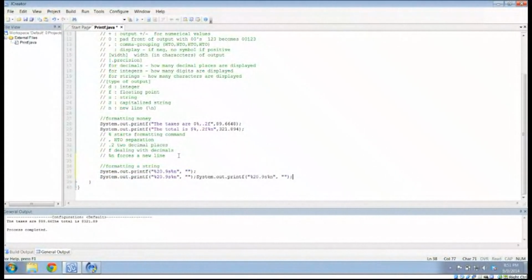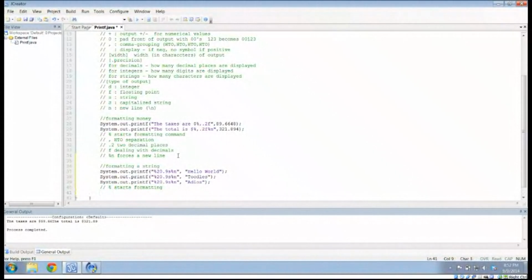So I'm going to copy this line of code and put different strings in here. I'm going to put hello world, I'm going to put toodles, and down here I'm going to put adios. Now I want to talk about what's happening here before I actually run this.